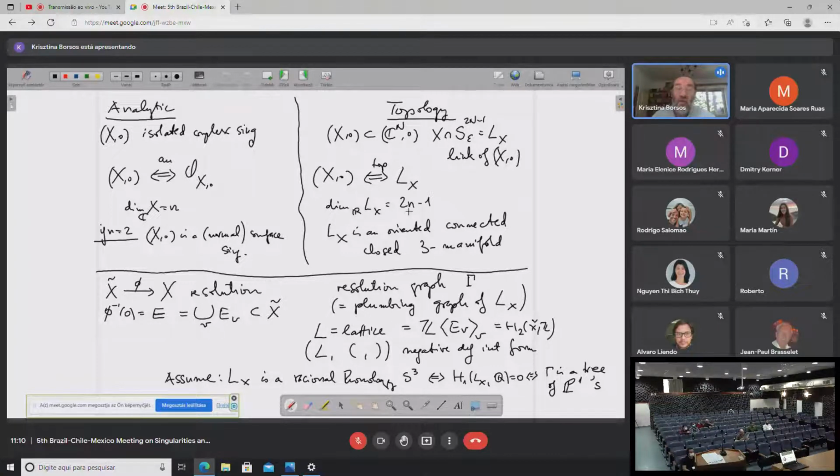So we can say that the topological invariants are basically those invariants which can be computed using the resolution graph. And basically this is what I want to do, some analytic invariants on the resolution, or topological or combinatorial invariants of the resolution graph. And actually, today I will assume that the link is a rational homology sphere. That means that the resolution graph is a tree of rational curves.